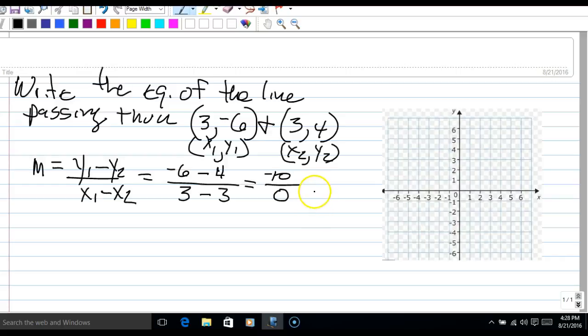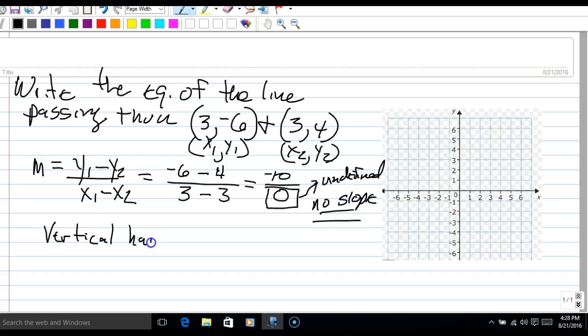Now, do not get zero slope and no slope confused. If you have 0 downstairs, that means that the slope is undefined. That means that there is no slope. No slope and zero slope are not the same thing. Now, recall earlier we said that vertical lines have no slope, or a slope which is undefined. And this is a vertical line.